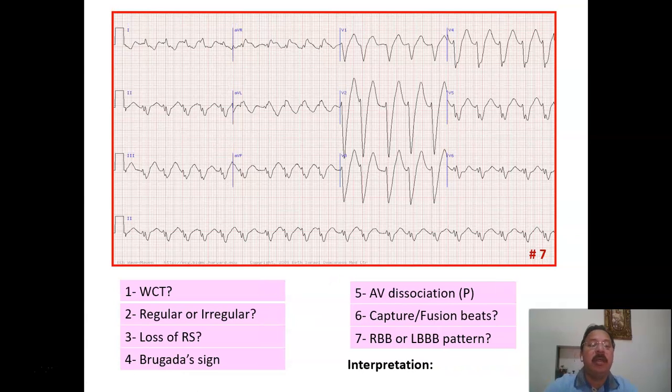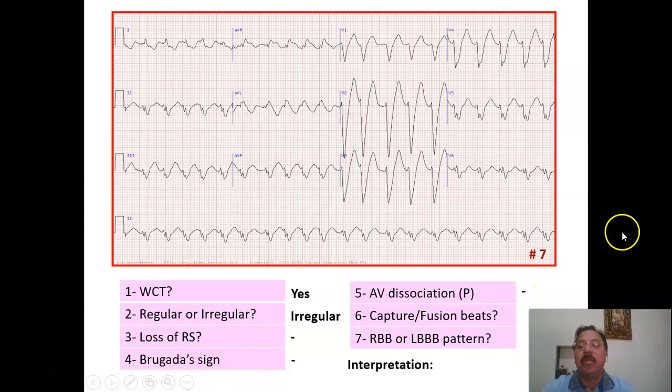Look at this ECG. Is it a wide complex tachycardia or narrow complex? So the answer is wide complex. Yes. Regular or irregular? You see the RR interval is variable. So this is irregular. So we are not going to apply Brugada's algorithm. So we'll omit this loss of RS, Brugada signs, AV dissociation, capture and fusion beats. But look at the morphology of the bundle branch block pattern.